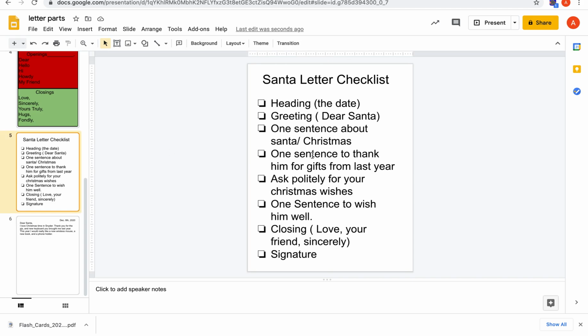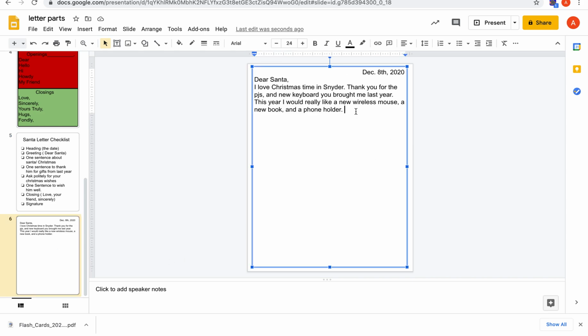So now we've asked, and then one sentence to wish Santa well. Okay? One sentence to wish Santa well. What does that look like? Means, I hope you have a great Christmas. I hope you're safe when you ride. I hope, or I'm wishing, or I'm thinking about you during this holiday time. Okay? So I think I'm going to say, I hope you have a safe ride this Christmas Eve. Why did I capitalize Christmas Eve? Because it's the name of a holiday. I hope you have a safe ride this Christmas Eve.